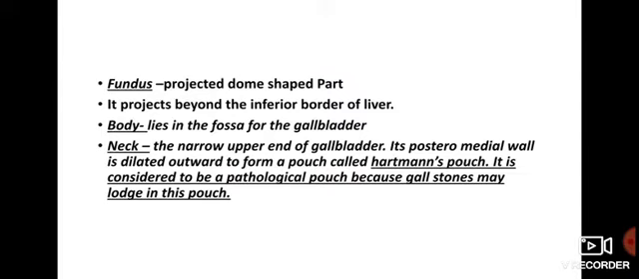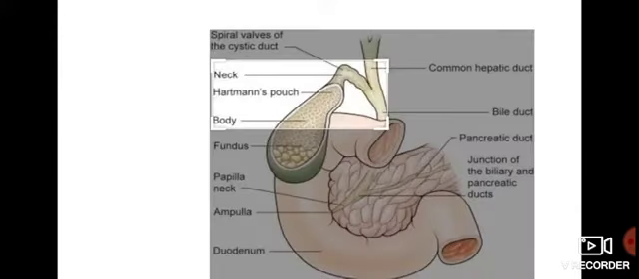Regarding this neck, it consists of an outpouch which is present at the posteromedial wall of the neck, and this pouch is called Hartmann's pouch. It is considered to be a pathological pouch because gallstones may lodge in this pouch. You can see the neck as well as Hartmann's pouch. So this is the neck, its posteromedial wall has a small dilatation, and this is called Hartmann's pouch.